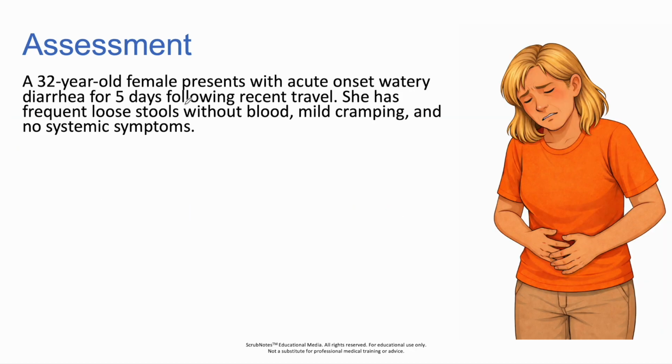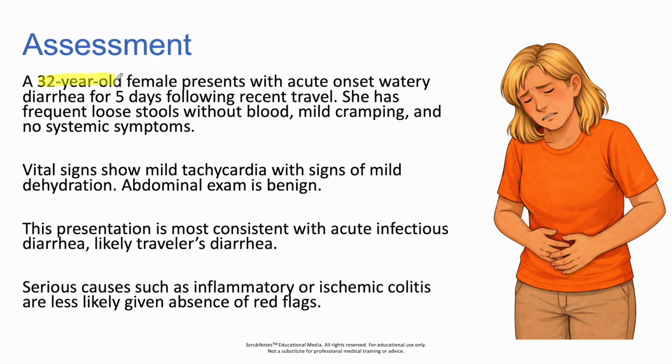Okay, so it's time to bring everything together and present our assessment for this case. We have a 32-year-old female who presents with acute onset watery diarrhea for 5 days following recent travel. She has frequent loose stools without blood, mild cramping, and no systemic symptoms. Today, vital signs were showing mild tachycardia with signs of mild dehydration. Her abdominal exam is benign. This presentation is most consistent with acute infectious diarrhea, most likely traveler's diarrhea. Serious causes such as inflammatory or ischemic colitis are less likely given the absence of red flags.